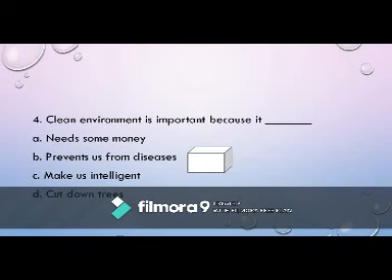Number 4. A clean environment is important because it dash dash. A. Needs some money. B. Prevents us from diseases. C. Makes us intelligent. D. Cut down trees. That's the answer.